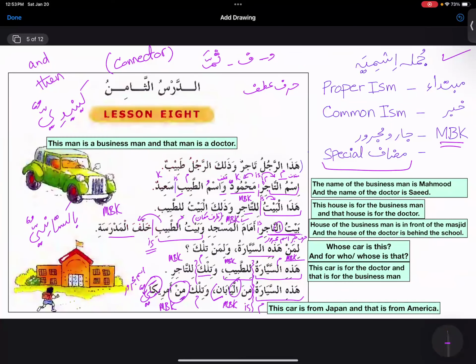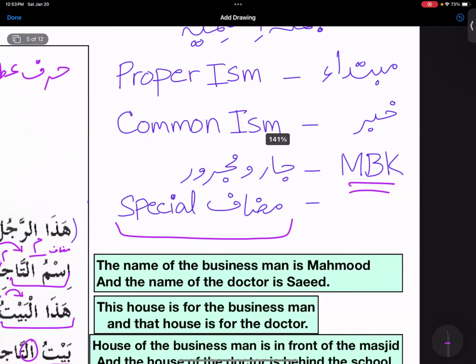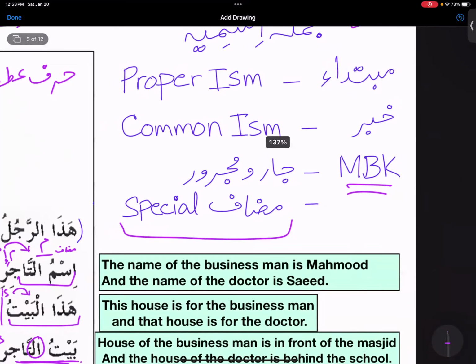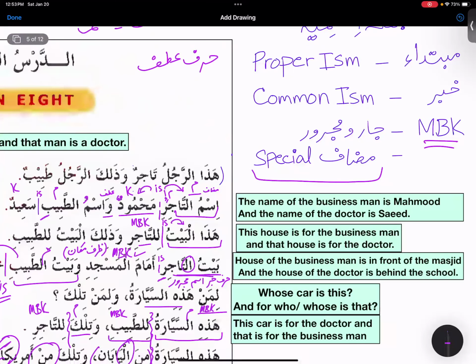Sister, this minal yabani is not jar majroor because min is... It is. Okay, but you say this is MBK. So MBK is jar majroor. Yes, whenever in Jumla Ismiya we have jar majroor, we always give them the label of MBK. Okay, thank you.